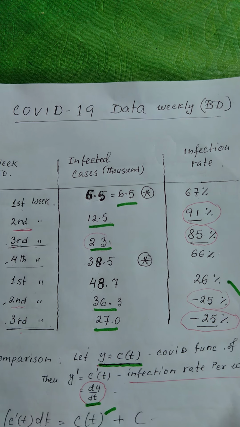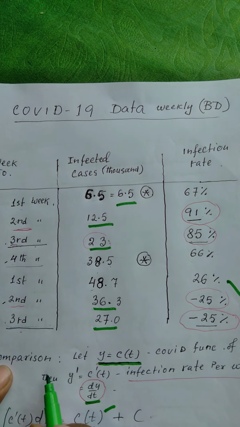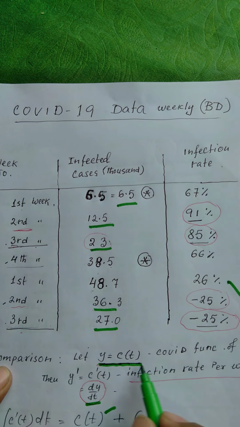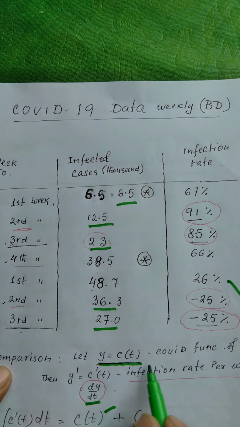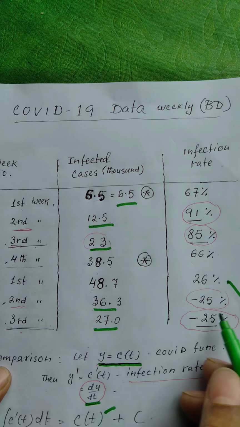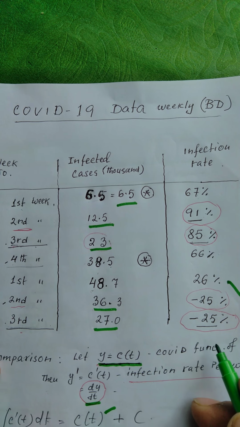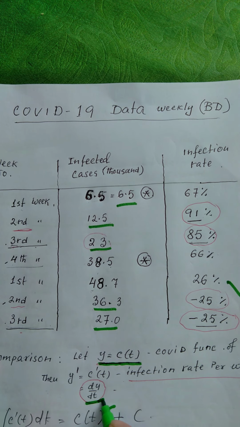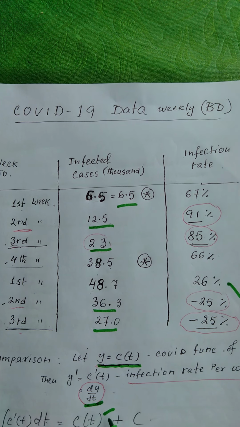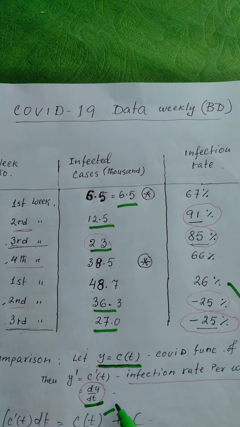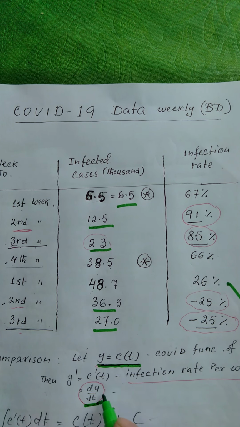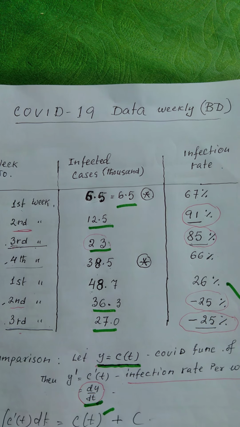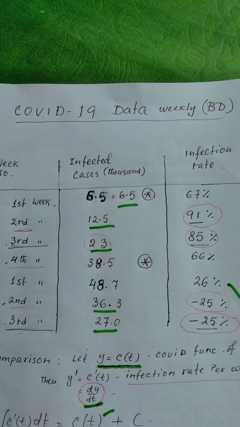So if given a COVID function in absolute quantity, y equal to c of t, in that case we can find the infection rate by differentiating the c of t function with respect to t, and we will get dy by dt, which is in fact c prime of t. So this is in fact a differentiation problem.